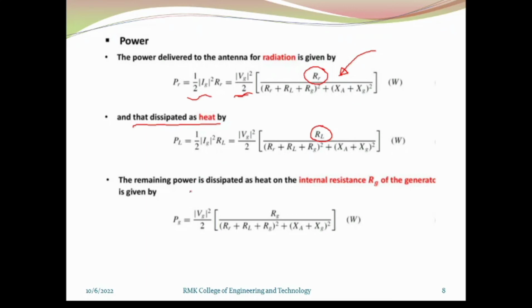Now what is the generated power? Pg is equal to the generator resistance divided by the entire denominator, that is Rr plus RL, which is the antenna resistance, plus the generator resistance, whole squared, plus the reactance terms. So this is Pg, the generated power; this is the power loss or power dissipated as heat; and this is the radiated power equation.